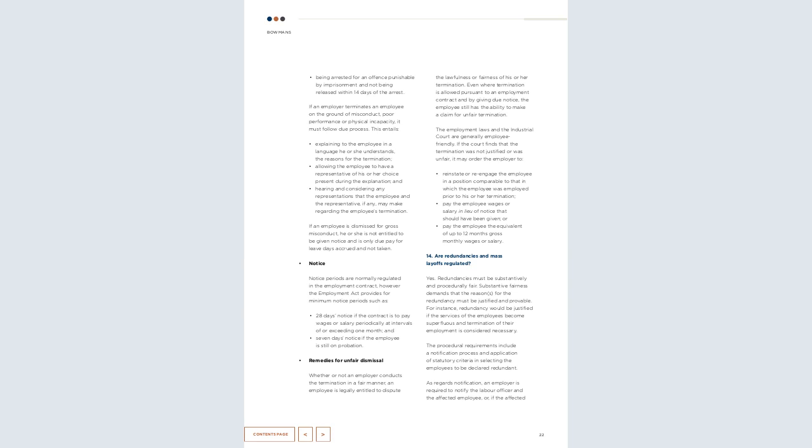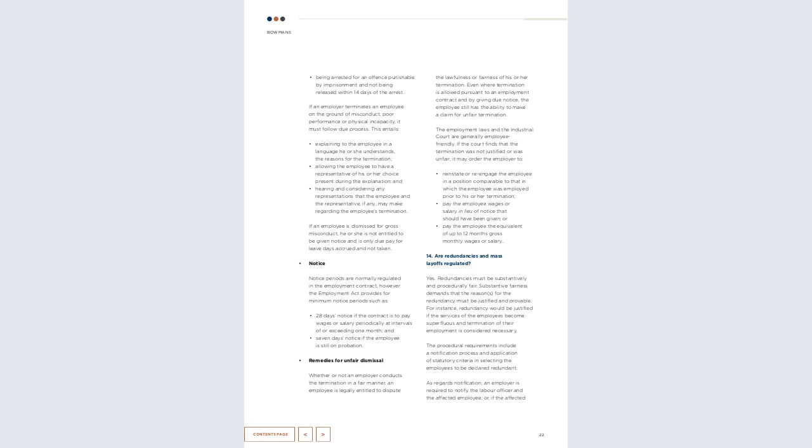If the court finds that the termination was not justified or was unfair, then it may order the employer to, number one, reinstate or re-engage the employee in a position comparable to that which the employee held prior to termination. Another thing, the company pays wages or salary in lieu of the notice that should have been given to him or her, or pays the employee the equivalent of up to 12 months gross monthly wages or salary.